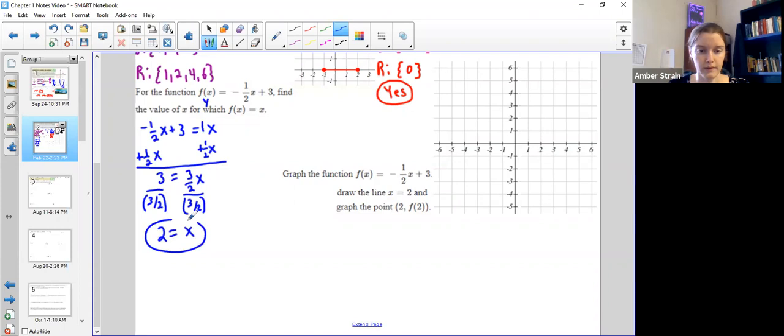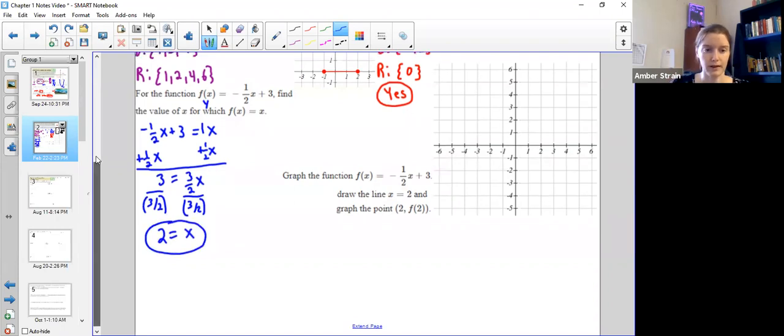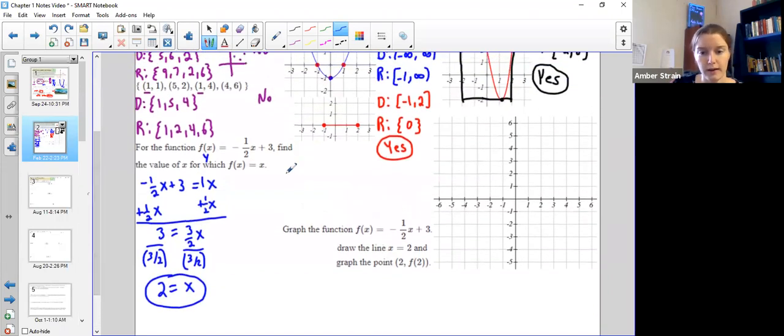Now, what does this mean? Besides doing a weird little algebra problem, this is saying that if I found f of 2 by taking -1/2 times 2 plus 3, well, -1/2 times 2 would be -1. -1 plus 3 is 2. F of 2 is 2. And that's the only place on this whole entire graph where the x and the y value would match. So let's see if we can graph this function right here.